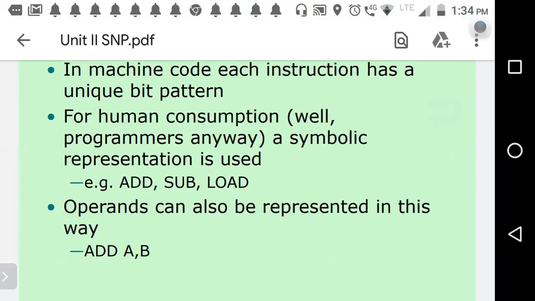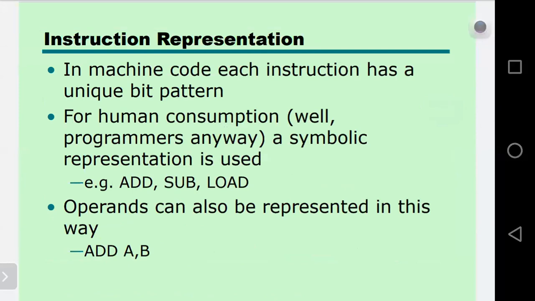So instruction representation. Here we have discussed machine code. Each instruction has a unique bit pattern. For example, we have seen that for addition the instruction is 1, and to load the data the instruction is 2. So the unique patterns are 0001 and 0010. For example, to load it is 0010, and for addition 0001. This unique pattern is there for each instruction.